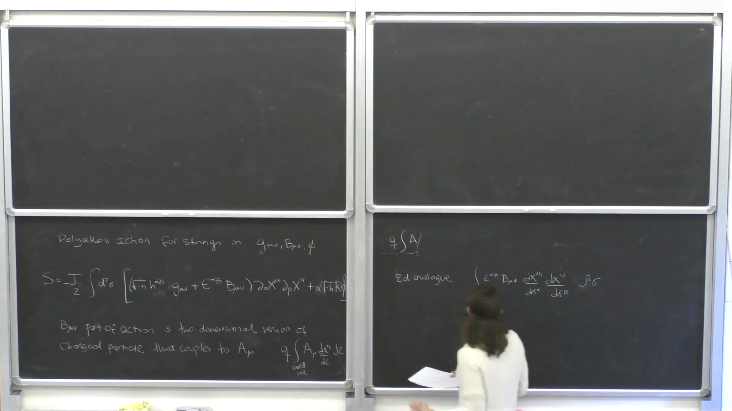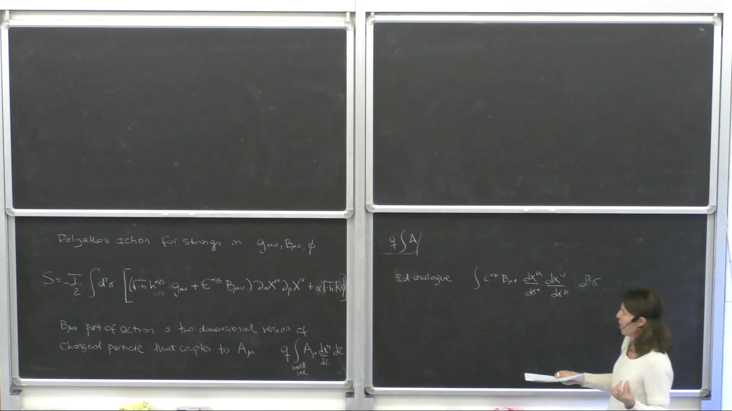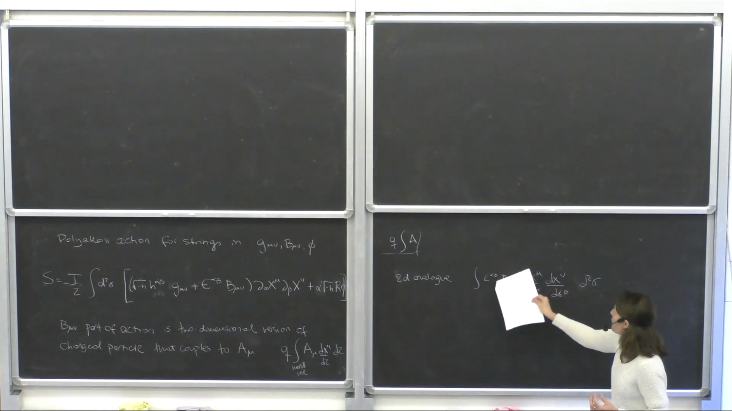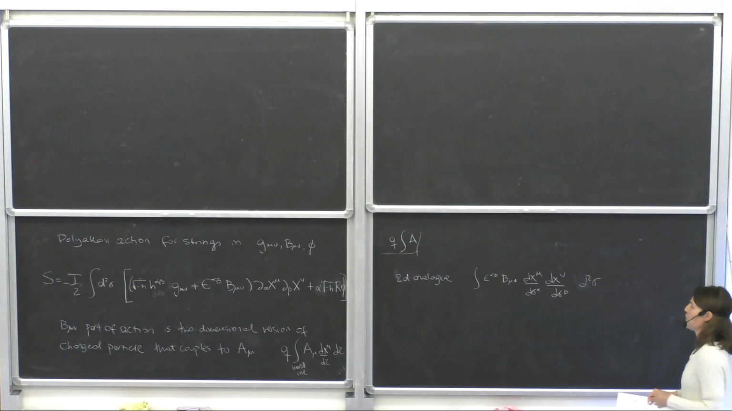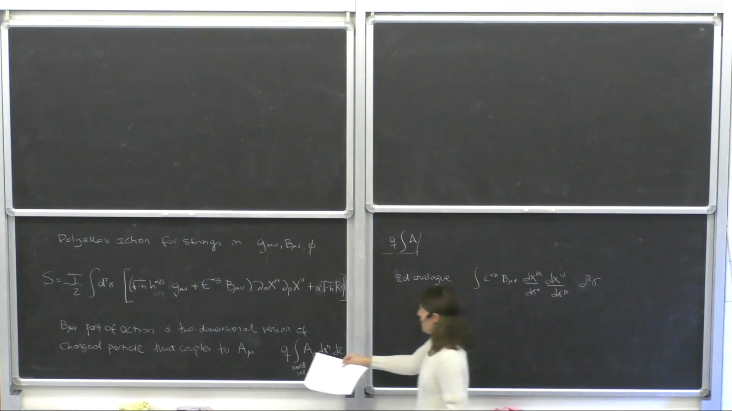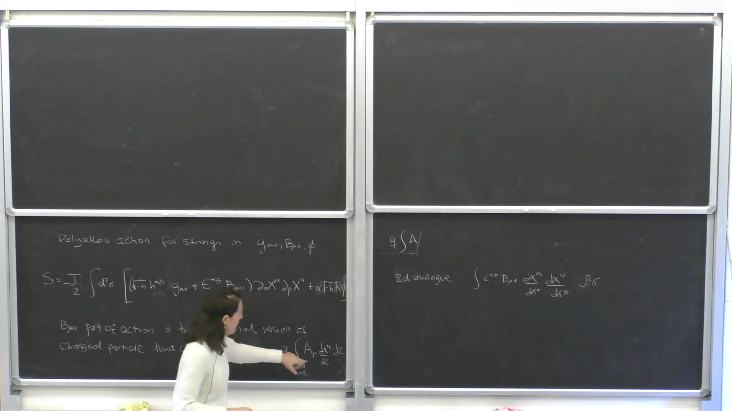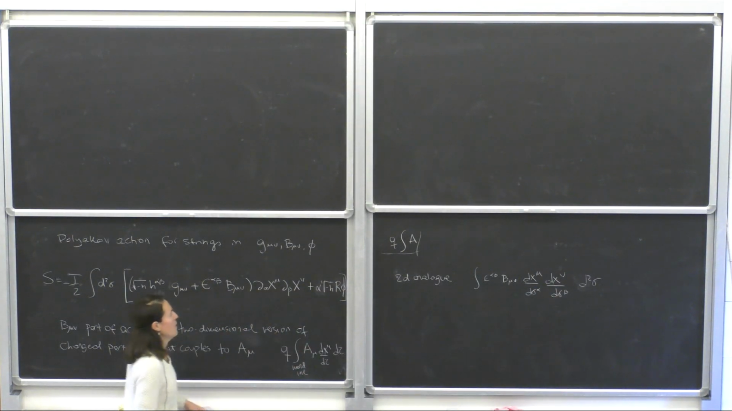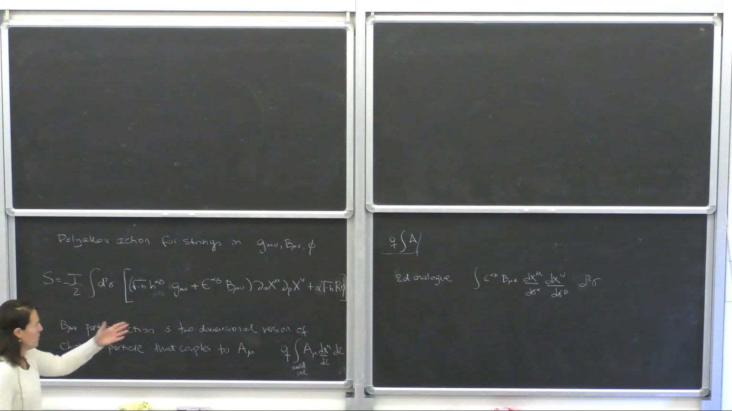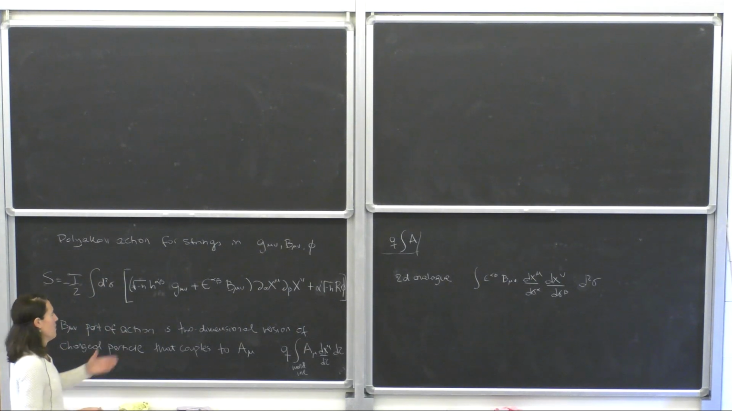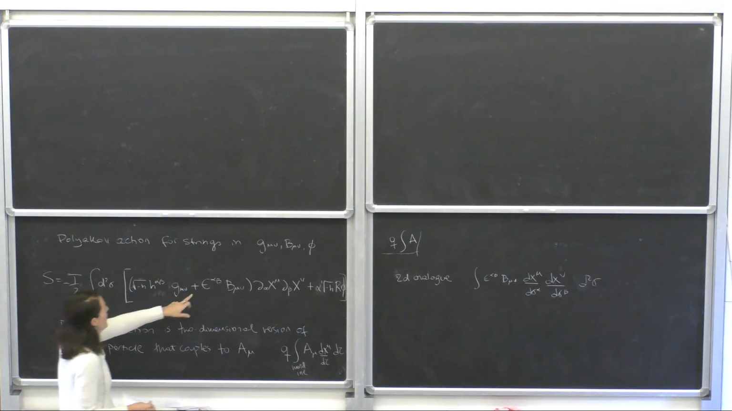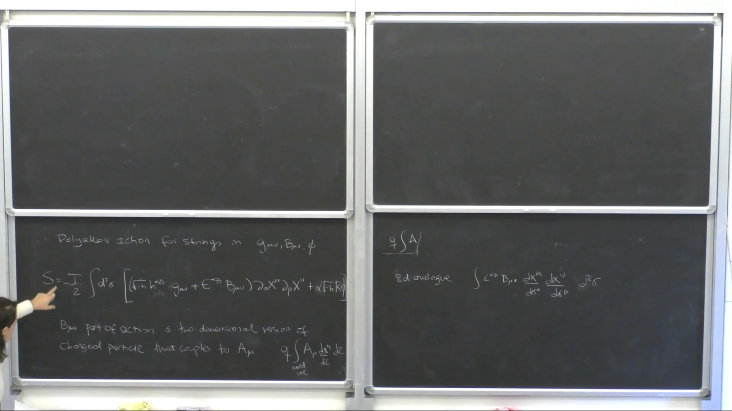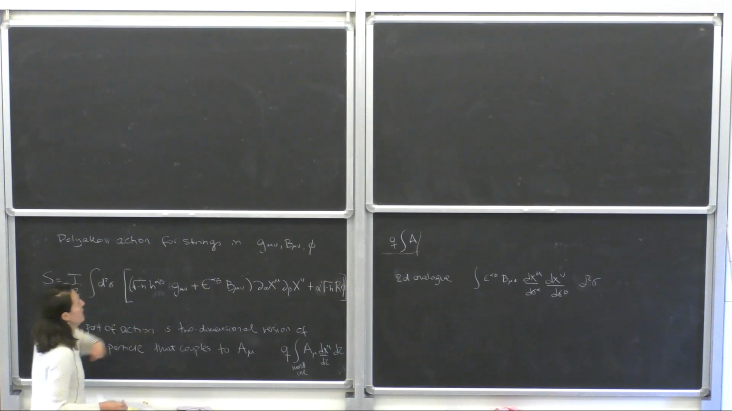So this means that the strings, which are one-dimensional objects, couple to this gauge field, which is a two-form. A point particle, zero-dimensional, couples to a one-form. A one-dimensional object couples to this form, B mu nu. And the coupling is, somebody asked why not a two? It's very important that the coupling is the same as the coupling here.